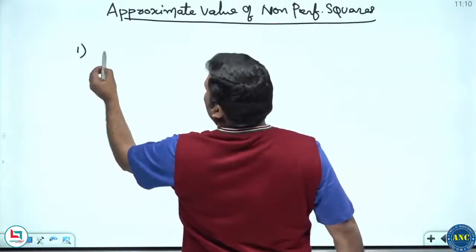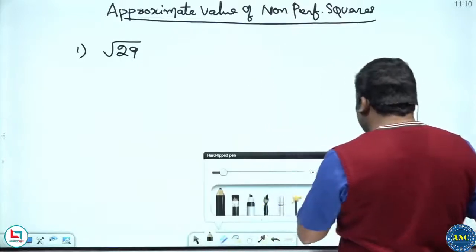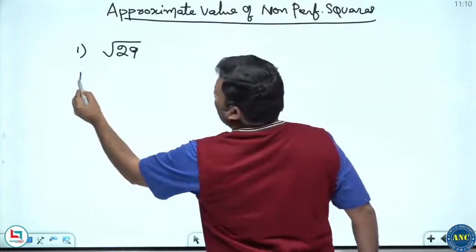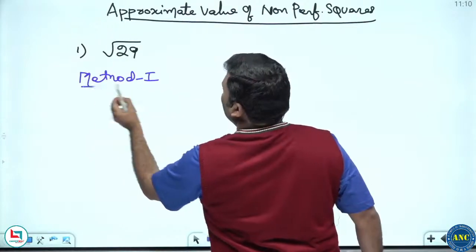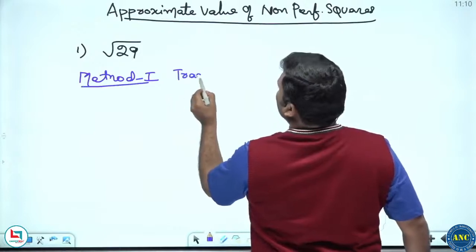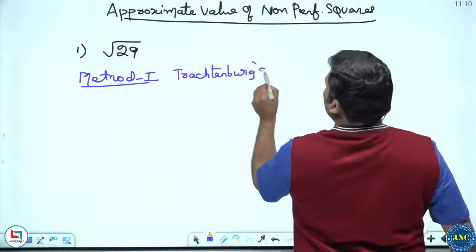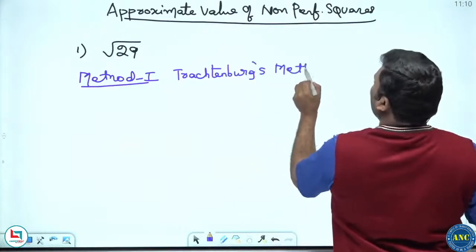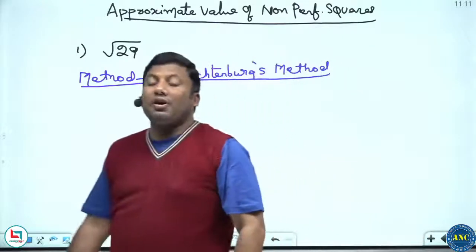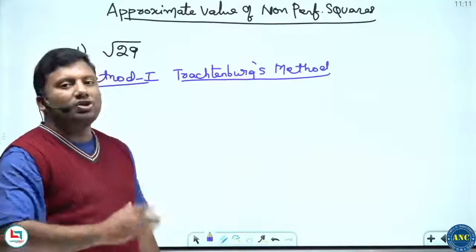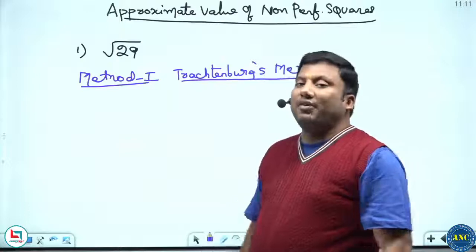First one, square root of 29. Multiple methods with the proofs. Method 1. This is not anybody's method. This is proposed by a famous mathematician by the name Trachtenberg. Trachtenberg's method. How to find out the approximate value of a non-perfect square? A non-perfect square will never give a natural number at the end.